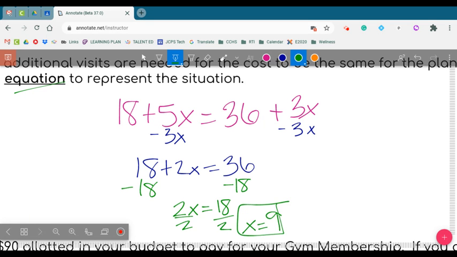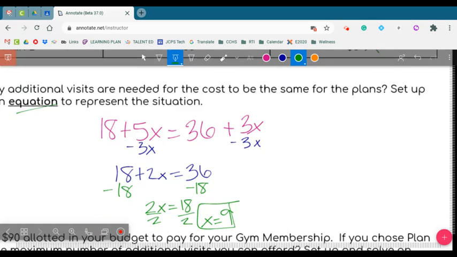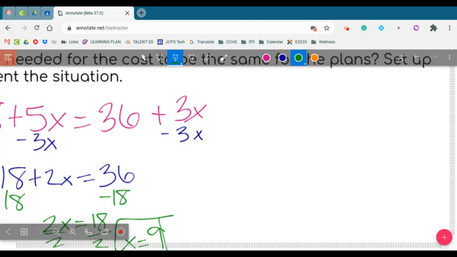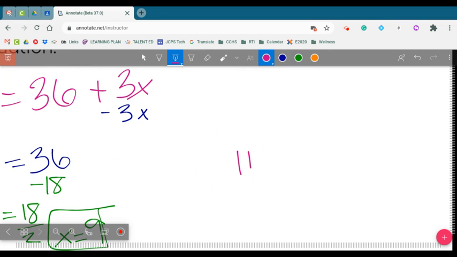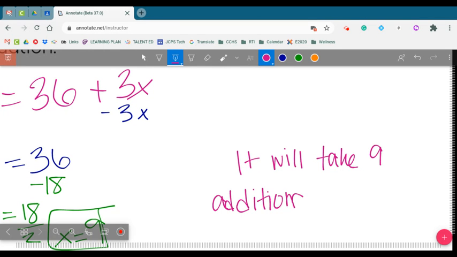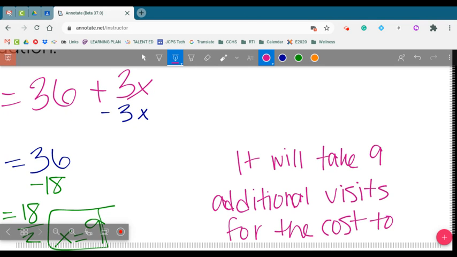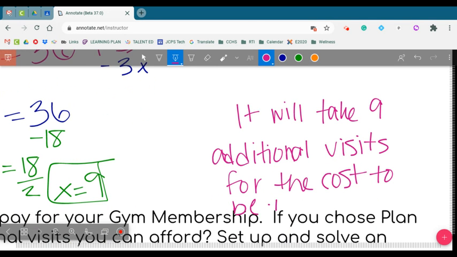So how many additional visits? 9. So how many additional visits are needed for the cost to be the same? So it will take 9 additional visits for the cost to be the same. So I basically just answered what they asked me.